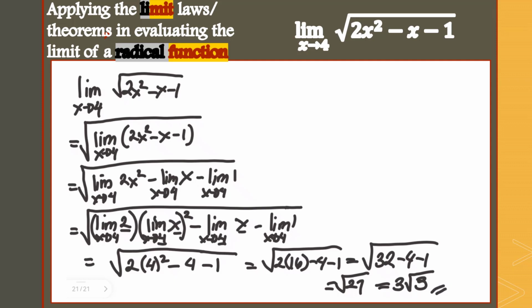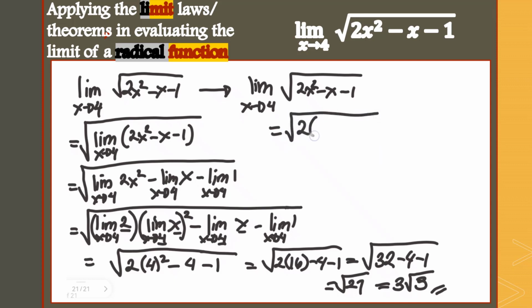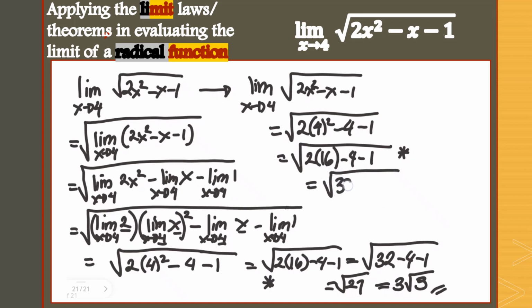But of course, you can just immediately substitute. You have the square root of 2x squared minus x minus 1 as x approaches 4. By direct substitution, it's even shorter, and probably some of you are thinking to do this. You have 2 times 4 squared minus 4 minus 1. You will have here the square root of 2 times 16 minus 4 minus 1, which is just the same as this here. That's again 32 minus 4 minus 1, the square root of 27, which gives us 3 square root of 3 as well. So this is to illustrate and to apply the limit theorems for this given radical function.